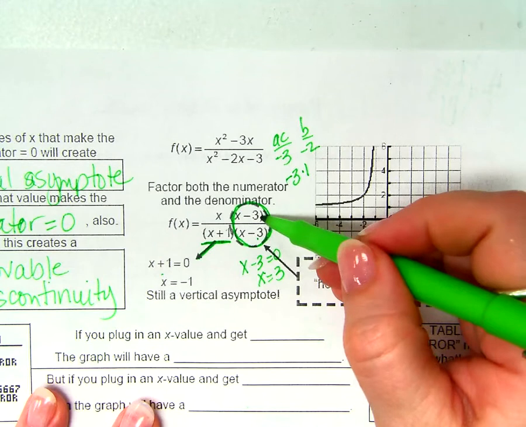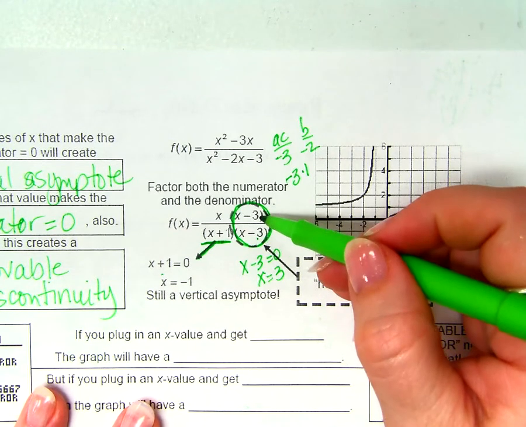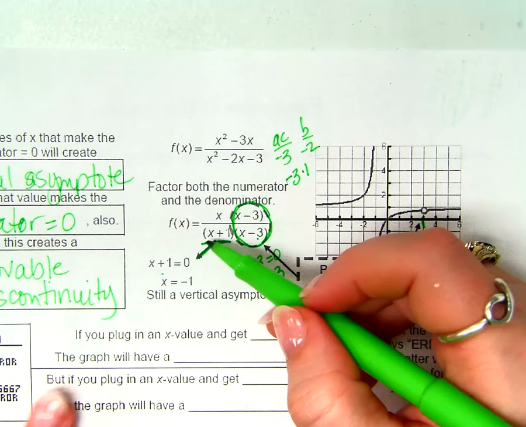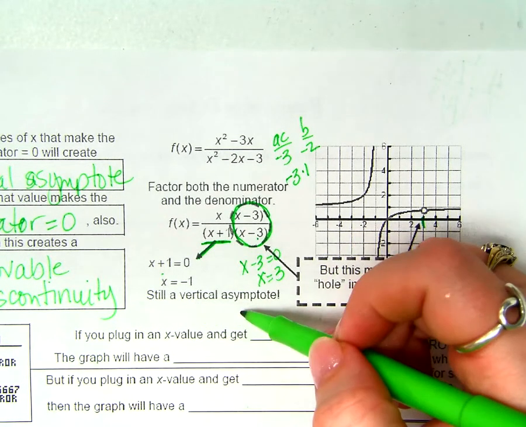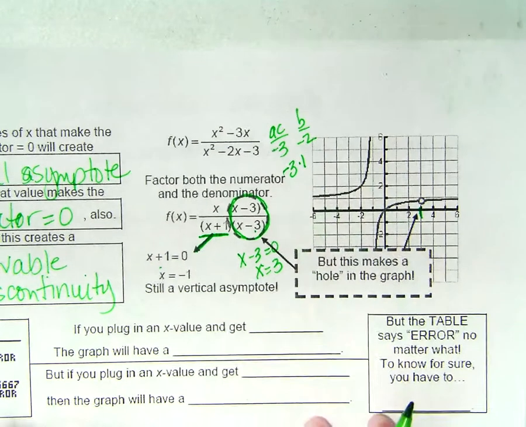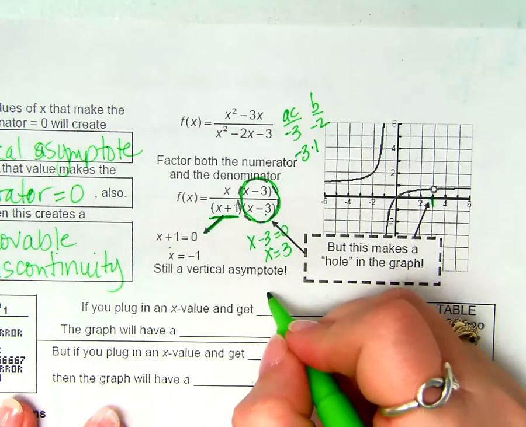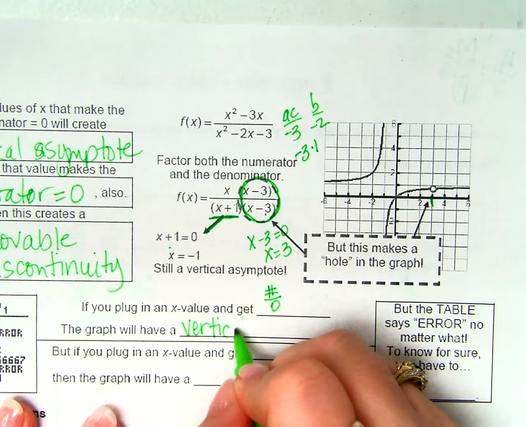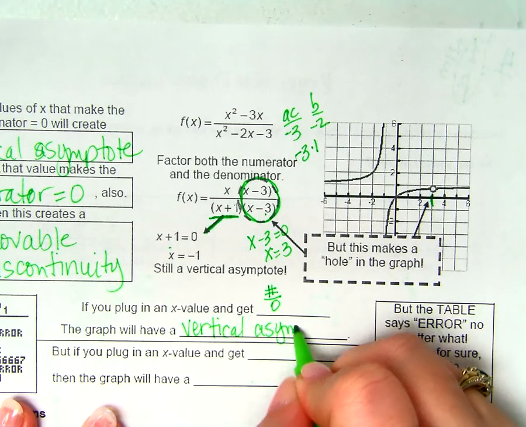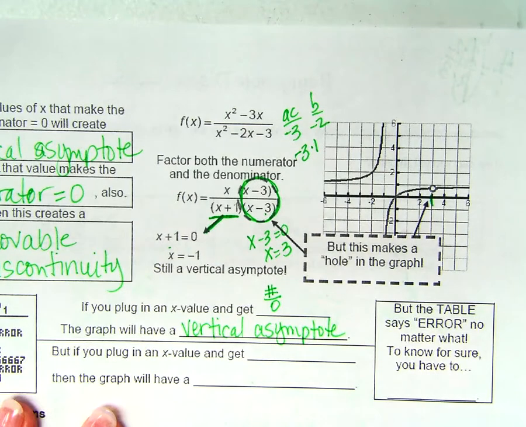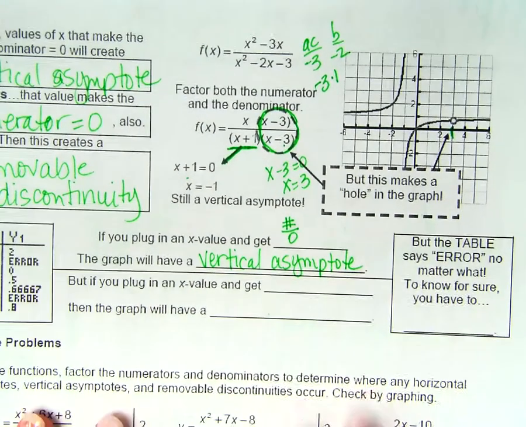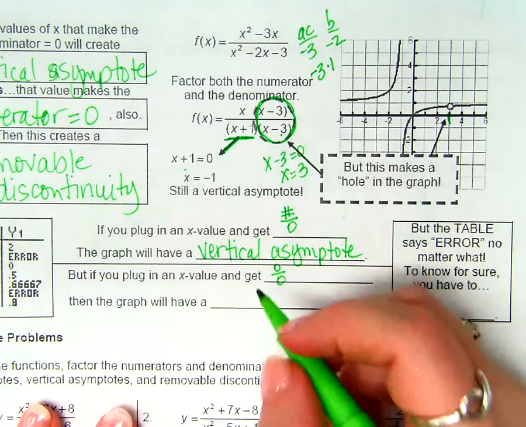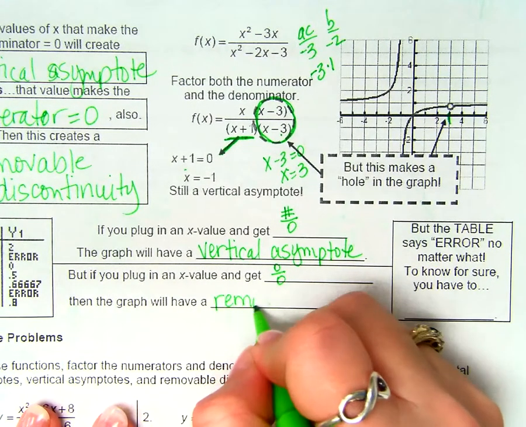If that factor repeats itself in the numerator, it is a hole. It is a removable discontinuity. If it does not repeat itself in the numerator, it is a vertical asymptote. Does that make sense? Okay, so if you plug an x value in and get a number divided by 0, that's going to give you a vertical asymptote. If you plug in an x value and get 0 over 0, what's that going to give you? Very good.